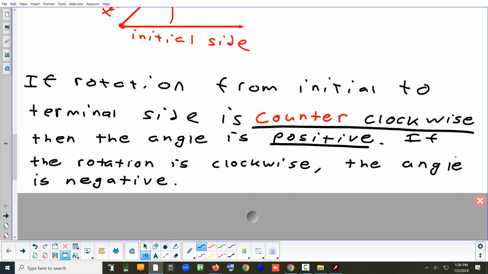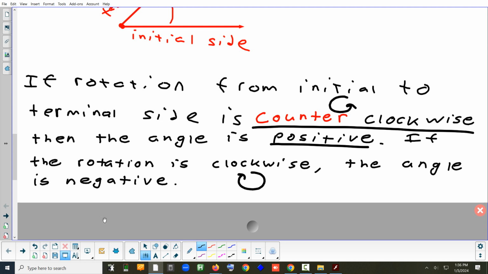Just remember, counterclockwise, that's that way. So counter, opposite way the clock goes. Clockwise, that way. So any question on the difference between clockwise and counterclockwise? Generally, if we can choose what kind of angle we want to work with, positive. Positive is always an easier number to work with than a negative.